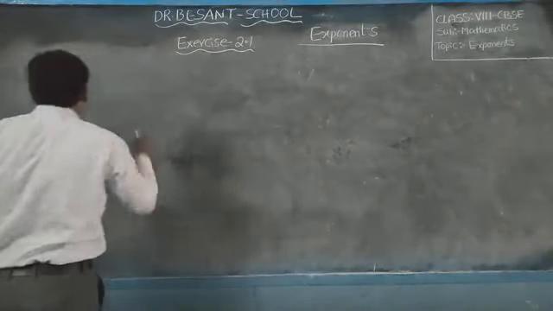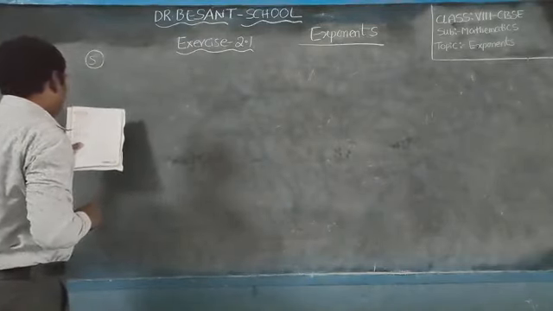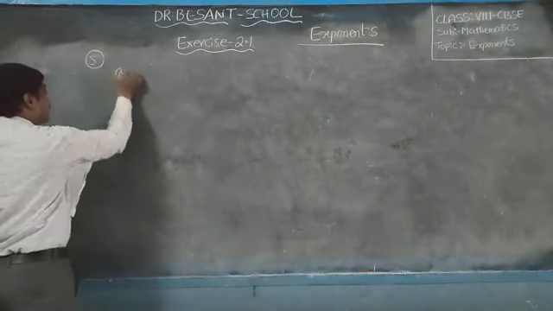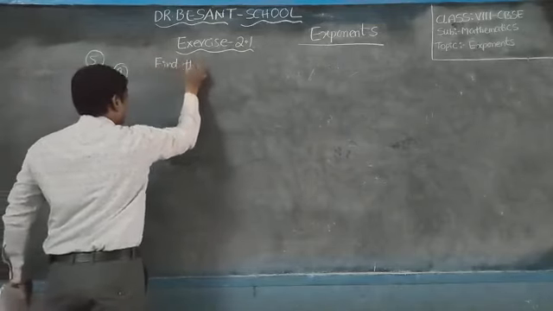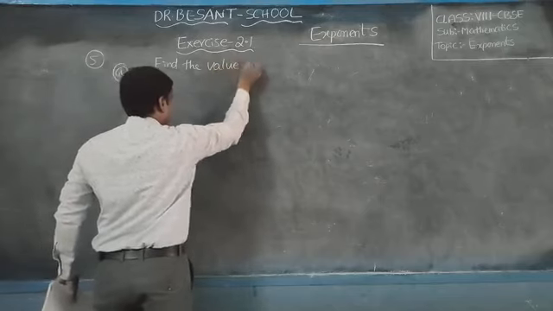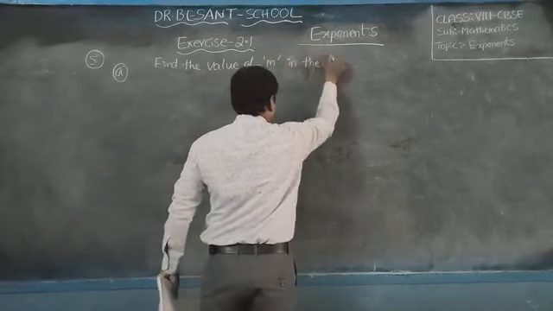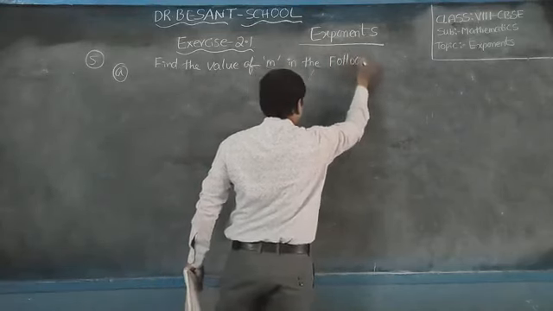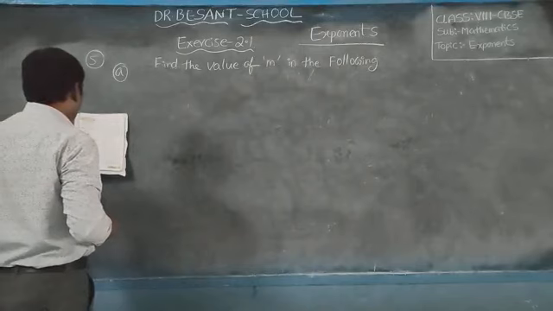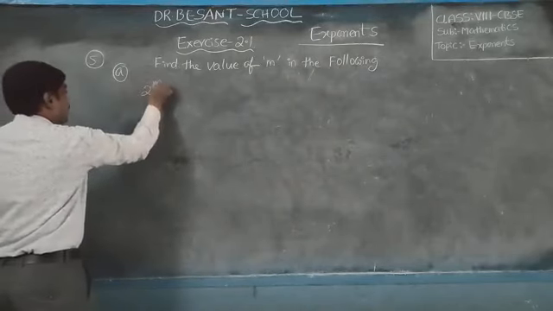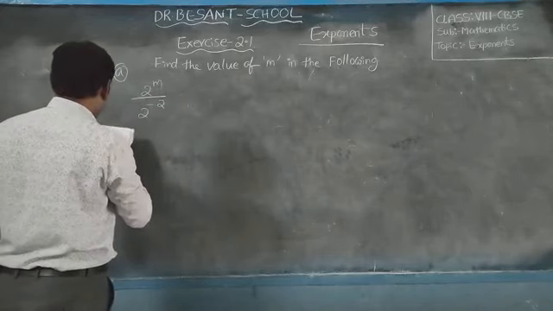See, fifth Roman. Find the value of m in the following. 2 power m by 2 power minus 2 is equal to 2 cube.